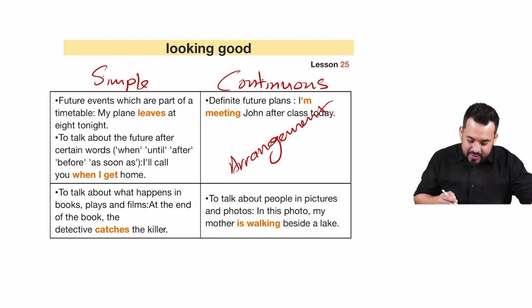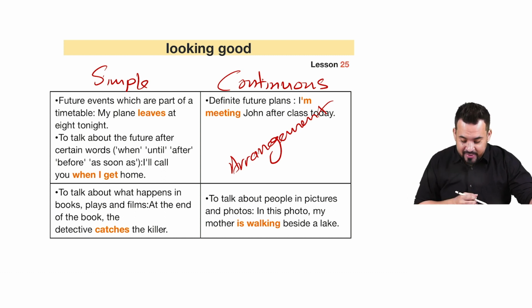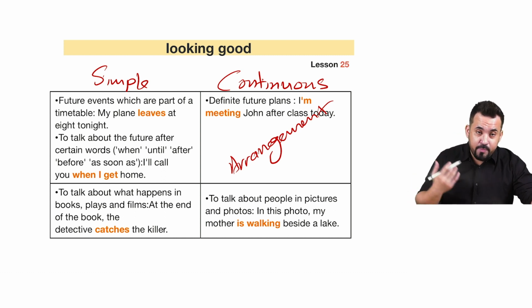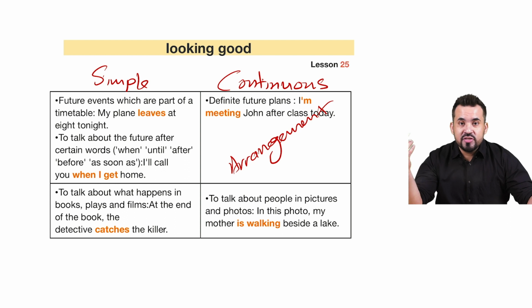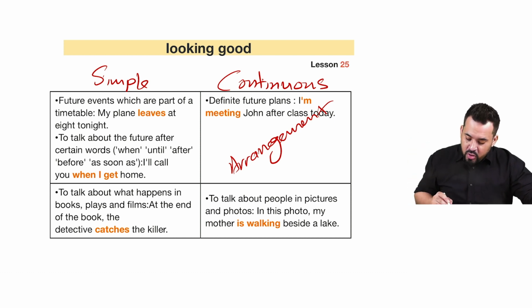Okay, so to talk about what happens in books, plays, and films. At the end of the book, the detective catches the killer. So if we're talking about what happens in a book or in a play or in a movie or in a TV show, we use the present simple.